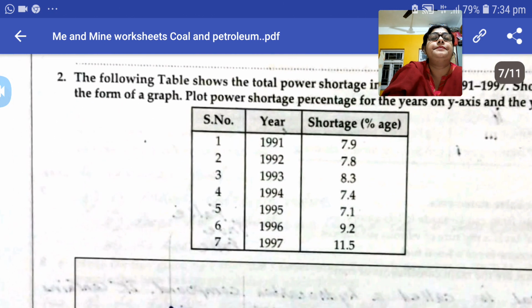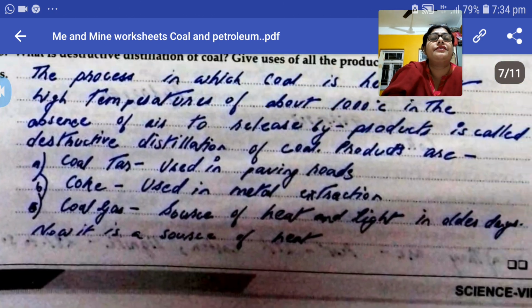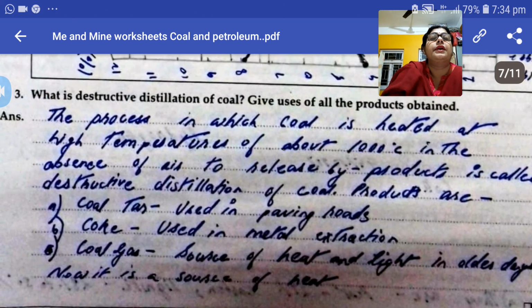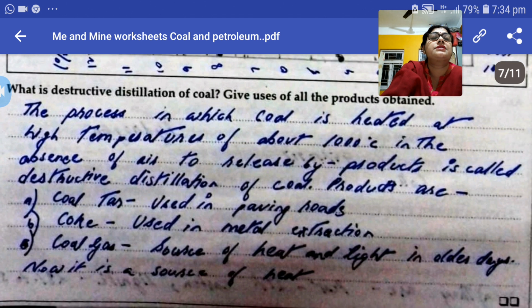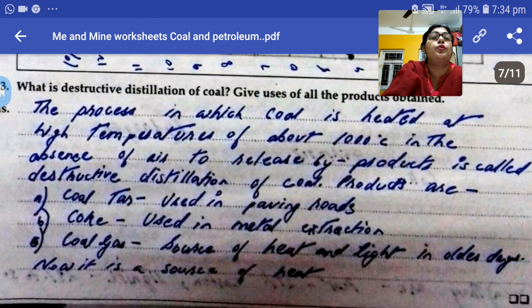Okay, then this is the graph, so it's not necessary. Okay, what is destructive distillation of coal? Give all the uses of products that are obtained from coal. This you have already done in your copy. Okay, what is destructive distillation? So the process in which coal is heated at a high temperature of about 1000 degrees Celsius in the absence of air to release the byproducts is called destructive distillation of coal.